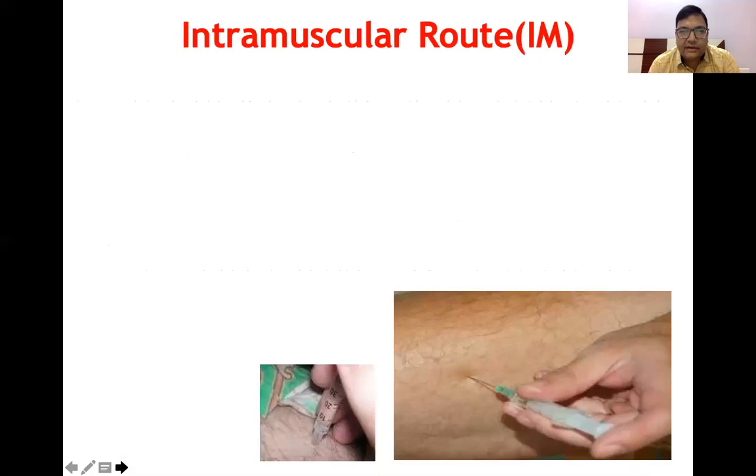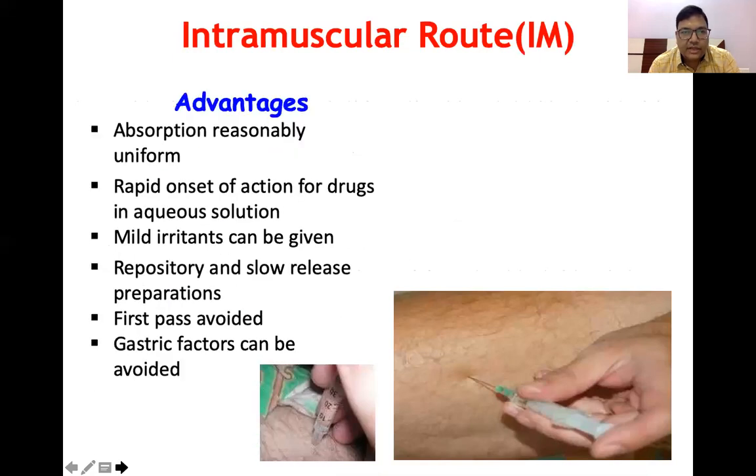Next route is the intramuscular route. The advantage is that the absorption is reasonably uniform. After intravenous, the better absorption is through the intramuscular route in the parenteral forms of drug administration. And then there is rapid onset of action for drugs in aqueous solution. Mild irritant drugs can also be given.